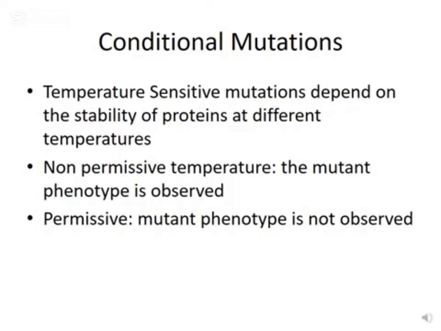The non-permissive temperature, here the mutant phenotype is observed. So if the mutation is present and we are at the non-permissive temperature, the mutant phenotype is observed. If we are at the permissive temperature, then the mutant phenotype is not observed. So if we reach above a certain temperature, the mutation is going to manifest itself phenotypically. However, if we remain in the permissive temperature, then the mutant phenotype is not going to show up phenotypically.